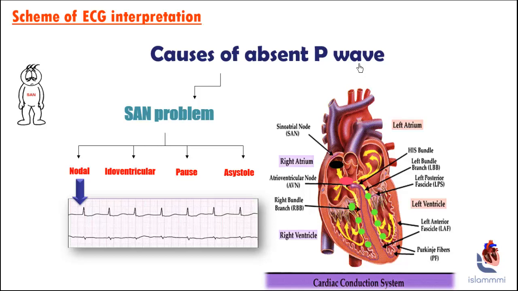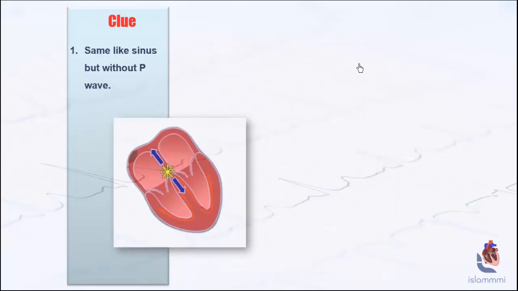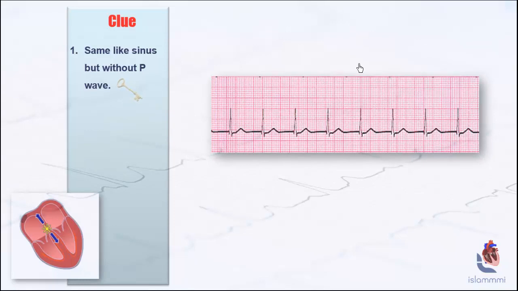So the difference between this and the sinus, and what we are going to do throughout this whole presentation, is always to compare between the normal and the abnormal. The clue here is that the AV node is now the pacemaker. It will stimulate both of them at the same time, so the P wave will be masked or hidden inside the QRS. You cannot see it anymore. So the clue is that you find the same ECG as sinus, but without a P wave. Can anybody see a P wave here? Of course not. As we said, this is called nodal, or sometimes we call it junctional. It's a junction between the atrium and the ventricle.